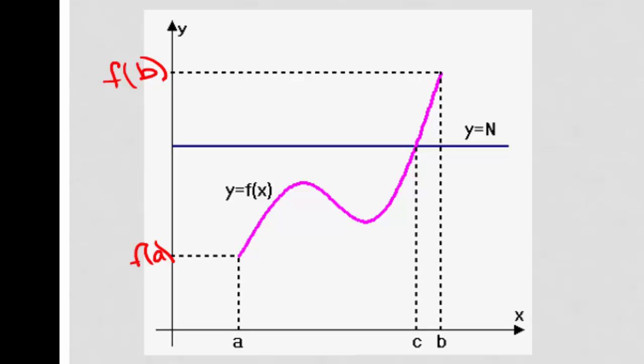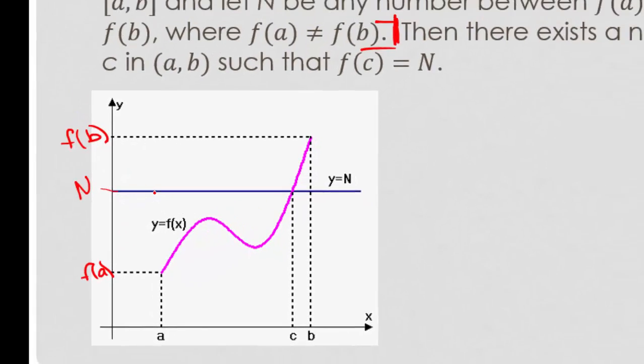Now we are required to have f of a not equal to f of b. They can't be the same y value for this theorem to work. Once we have that all set up, n is any number in between f of a and f of b. They happen to have picked this n value, but this will work for any n value in between these two y values, which tells you that n is a y value.